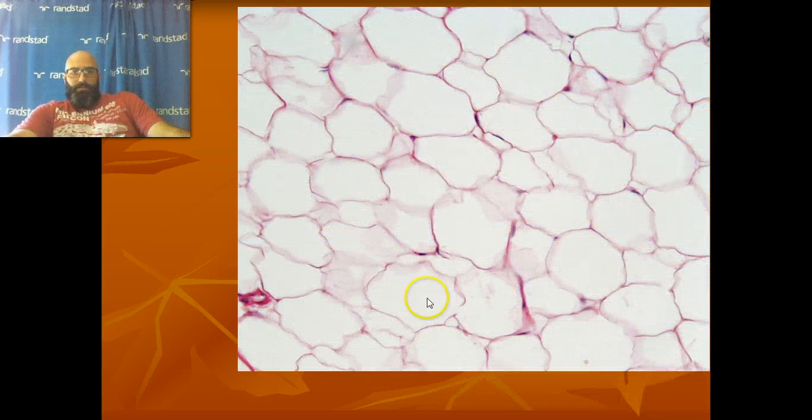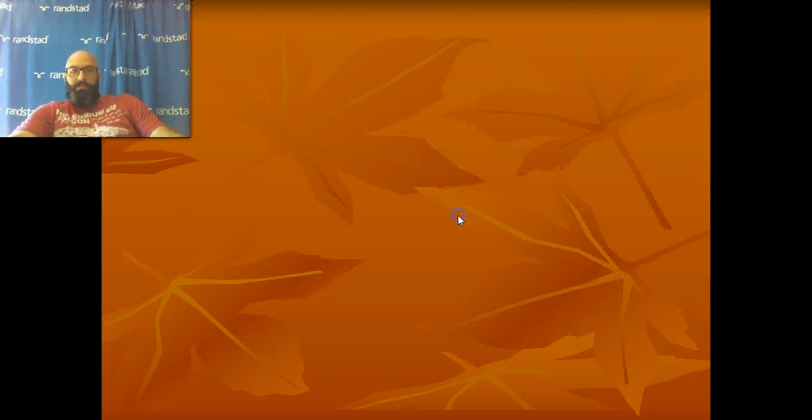Here's just another example. There's another blood vessel embedded within the adipose tissue, but all these really dark circles. I think it looks very scaly.